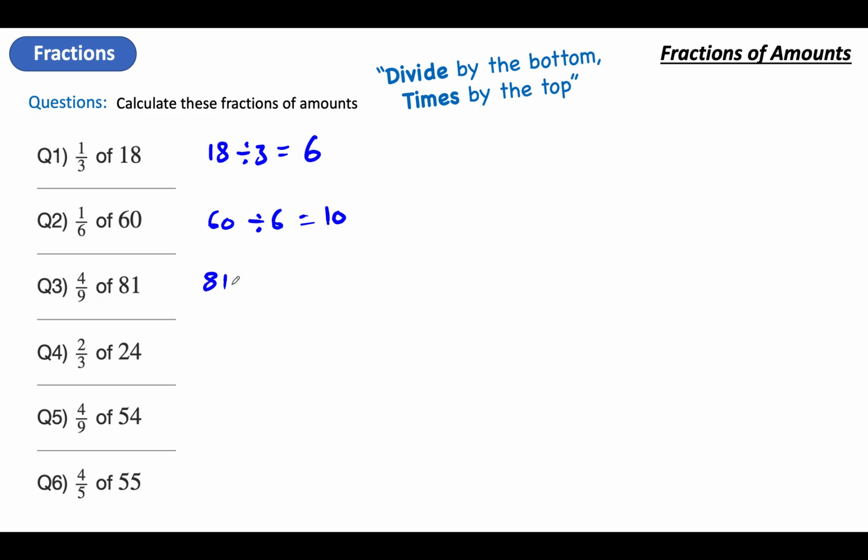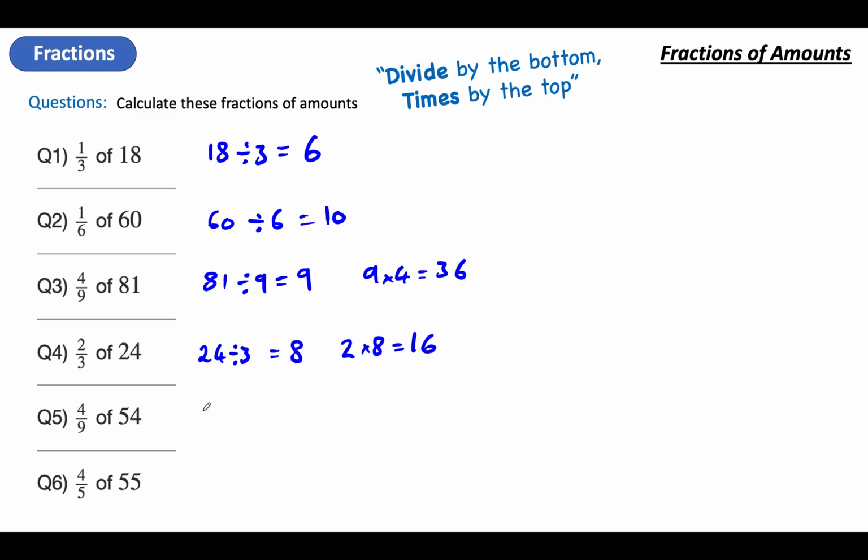Right, 4/9 of 81. Well, the first thing to do is divide it by 9 to cut it into 9 equal pieces. And there are 9 9s in 81, so that's 1/9. But then I need to times it by 4 because I want 4/9, so you should get 36. 2/3 of 24. Okay, well, the first thing, divide by the bottom number to cut it into 3 equal pieces, which is 8. So 1/3 would be 8, but I want 2/3. So I need to have 2 lots of 8, which is 16. So 2/3 of 24 is 16.